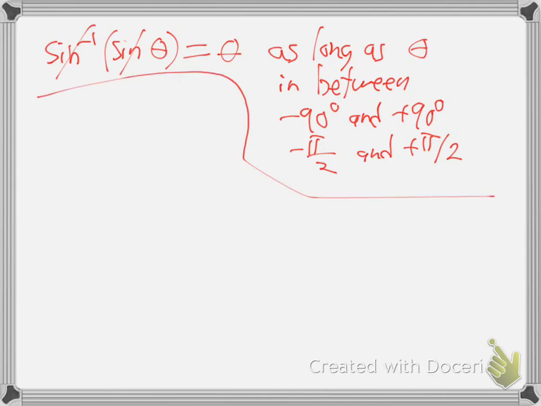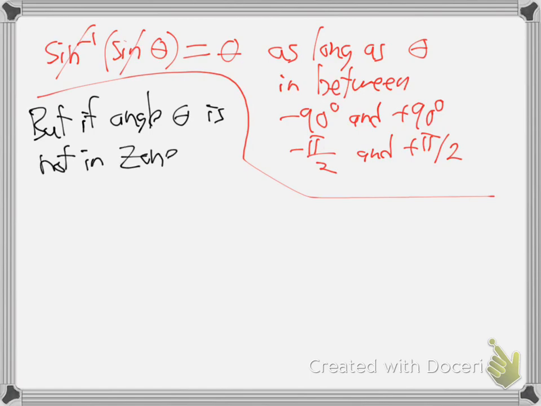Well, then what if it's not? Well, then I'll explain that now too. So first off, as long as it's in that zone, boom. Yeah, just cancel them. No problem at all. But if the angle theta is not in the zone, then what?